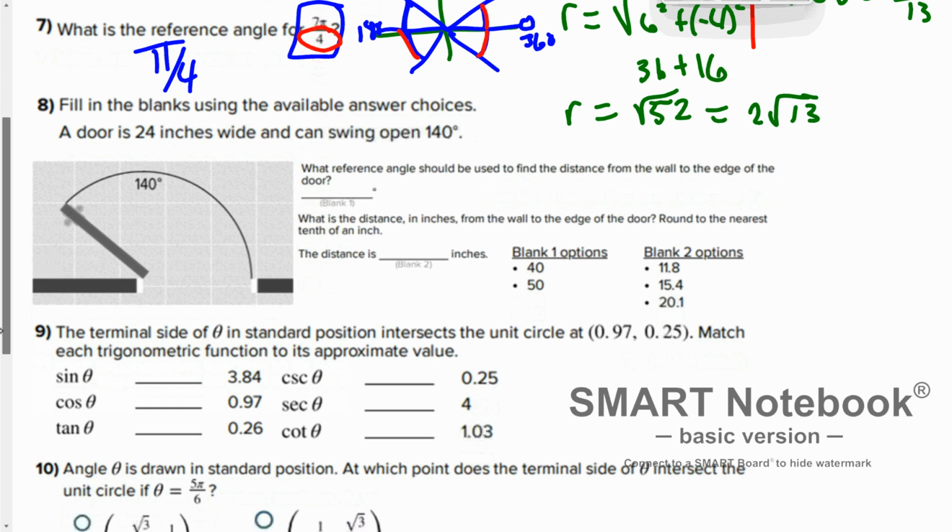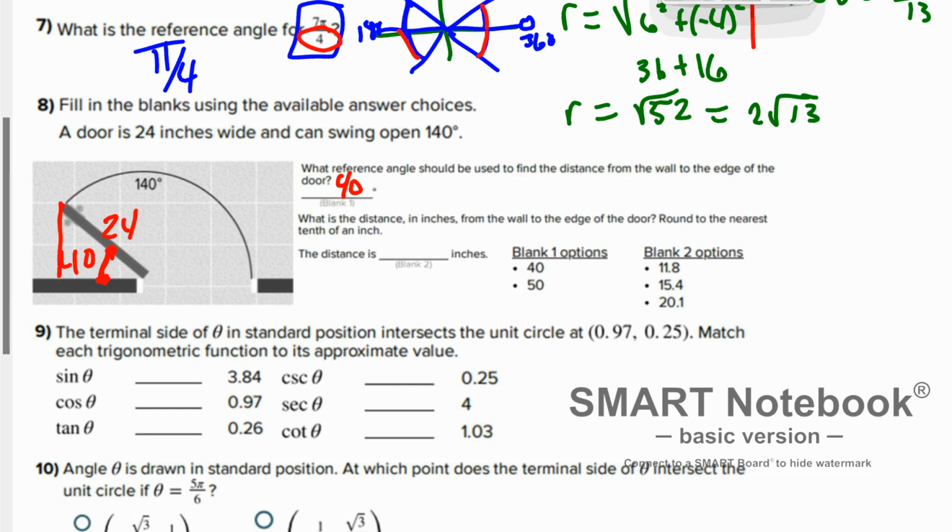All right. So here we have a little problem. We have a door that is 24 inches wide, and we can swing it open 140 degrees. So this is 24. Well, it's the same kind of thing right here. What is the reference angle down here? If I've opened 140, that would be in the second quadrant. So how much more do I have to go from here to 180, right? That would just be 40, correct? So the reference angle should be 40 degrees.